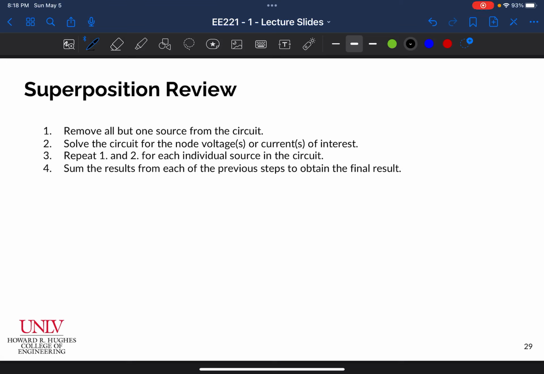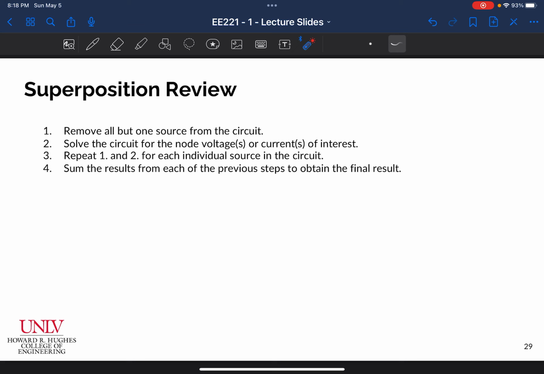All right, so we're going to get into a superposition review. Hopefully those of you who took 220, this is very straightforward, so I'm just going to rush through it pretty quick. Superposition is typically, actually exclusively, used for circuits that have more than one source.